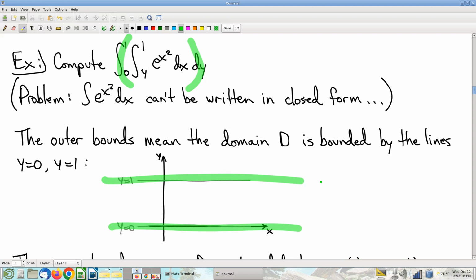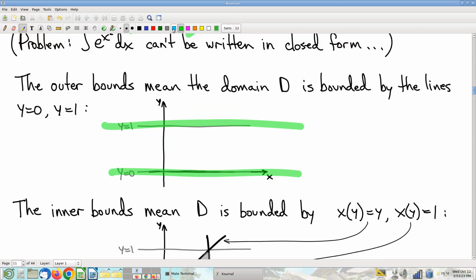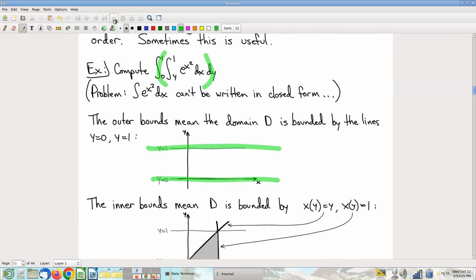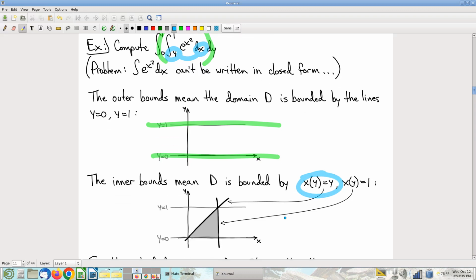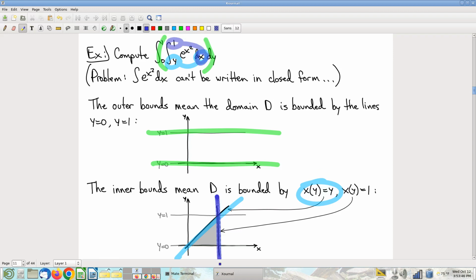Everybody good? Alrighty. Let's see, I'm going to go ahead and zoom out one notch here. Let's look at the inner lower bound: x equals y, and x equals y is that line. The inner upper bound is x equals 1. That's that line right there, x equals 1.